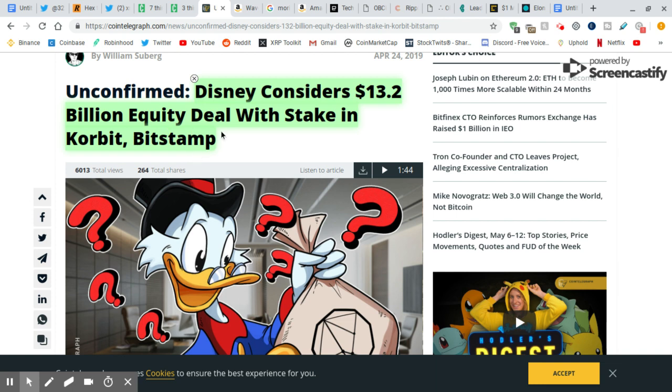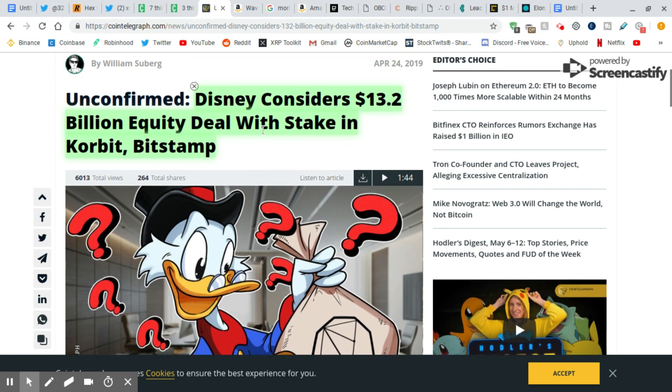Bitstamp is the oldest cryptocurrency exchange, all right? They account for about $56 billion worth of cryptocurrency trading volume. All right, it's huge. It's in the top 10 of the exchanges. All right, if they acquired this, they would have their hand in a big chunk of the cryptocurrency exchange land. All right, you guys, Disney.